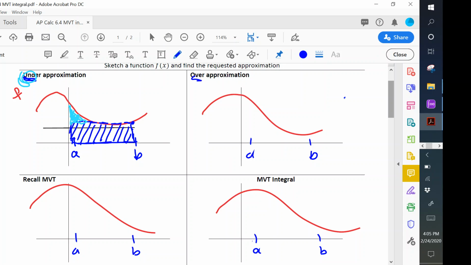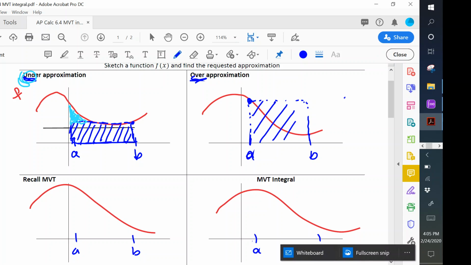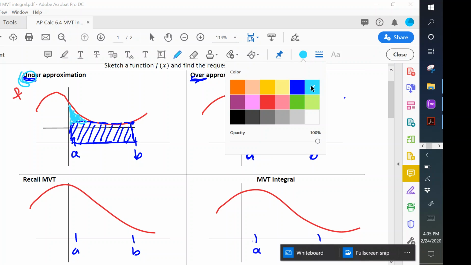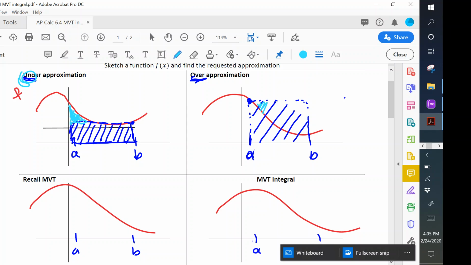If I wanted to do an over approximation, I would do it where my value of A intersects the function here. So I would draw my little rectangle like so, and we can see that I'm covering all this area, and all this area is over approximation because this part is where the function does not exist. So this is an over approximation. Just a quick little summary.